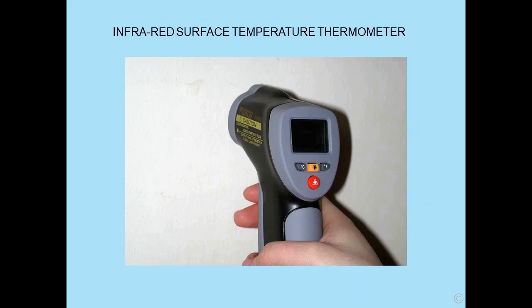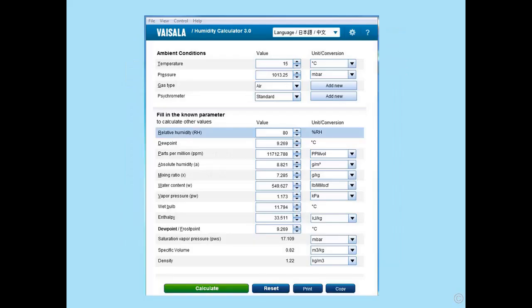Once we know temperatures, relative humidities and the dew point, we can look for surface temperatures by using a surface temperature thermometer. And this will tell us whether the surface is at or below the dew point or above. If it's at or below, then surface condensation should be occurring. If it's above the dew point, then it will not be.